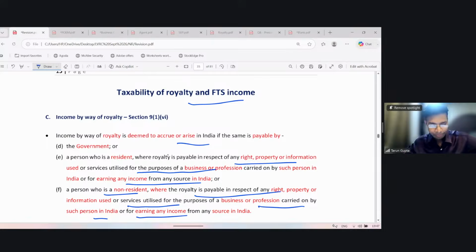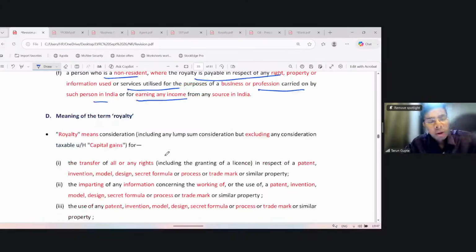in India. So similar to interest, if the right, property, information in respect of which royalty is payable is used in India, then the royalty so paid is taxable in India. It shall be deemed to accrue or arise in India. Or if the royalty is paid by the government of India, then in all cases it is deemed to accrue or arise in India. Right?